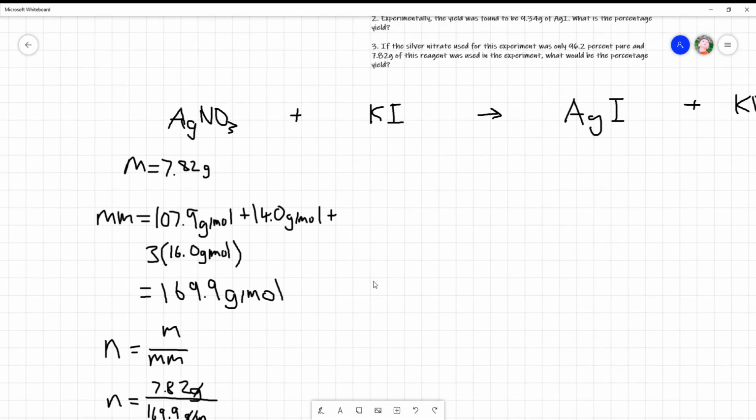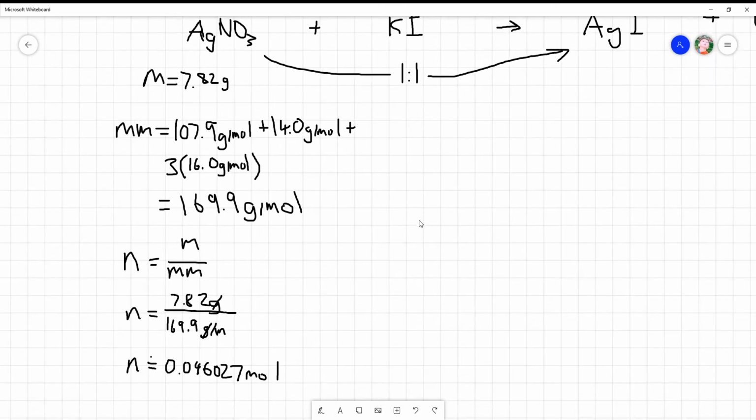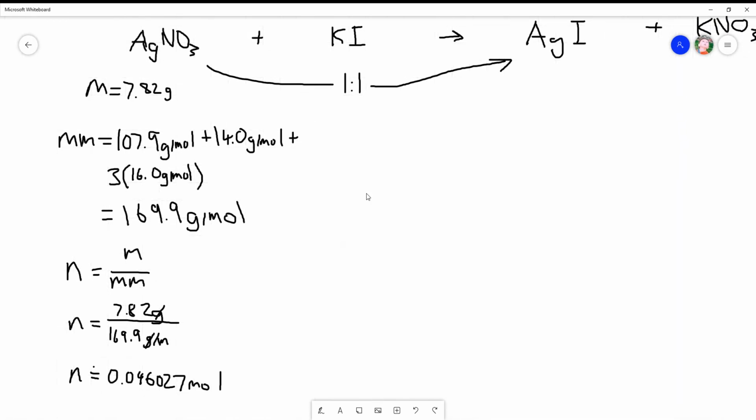And now looking back at the equation, we can see that silver nitrate and silver iodide have a 1-to-1 ratio. Using this ratio, we can calculate the number of moles of silver iodide produced. The ratio is 1-to-1, which means there's the same amount of moles of silver iodide as silver nitrate. So we can write that down underneath silver iodide. It's the exact same, 0.046027 moles.